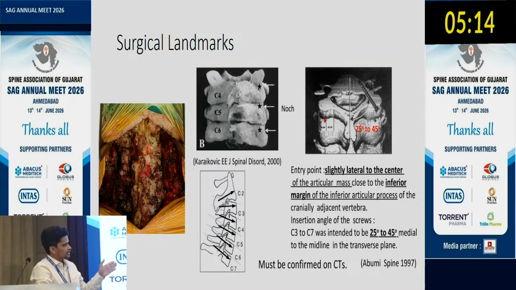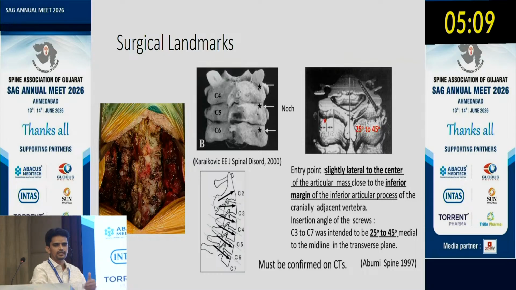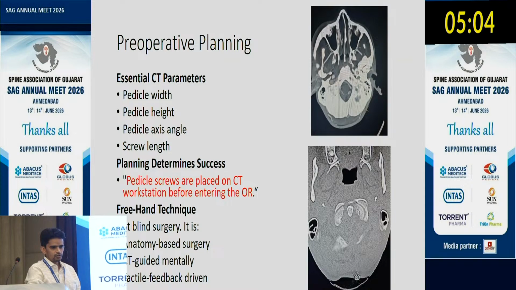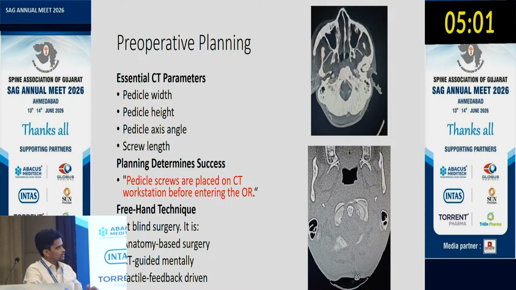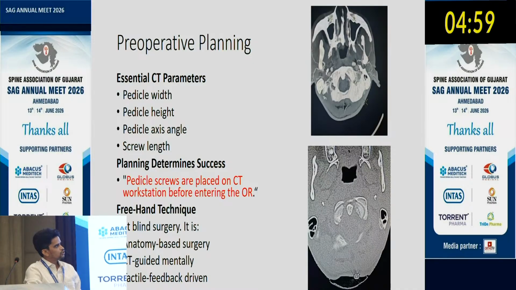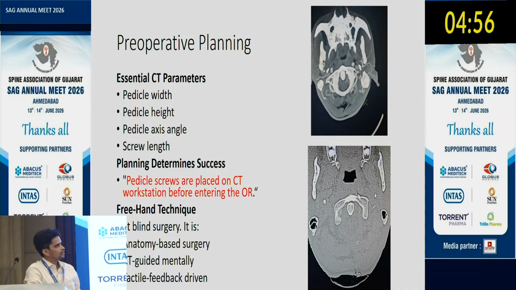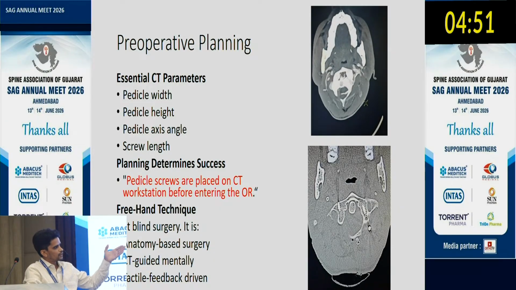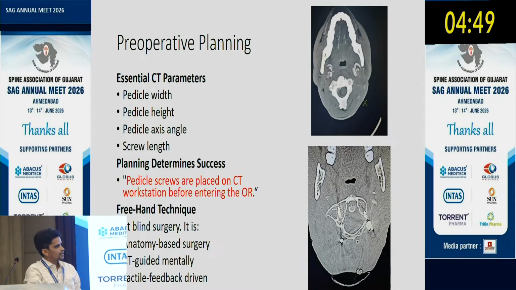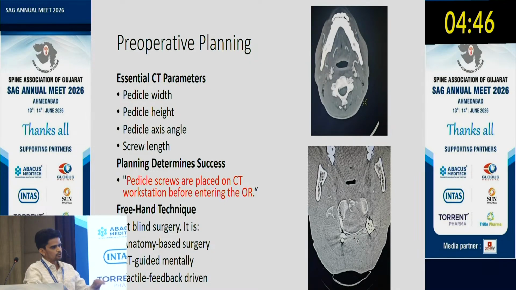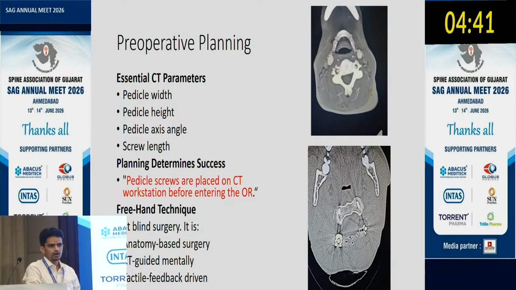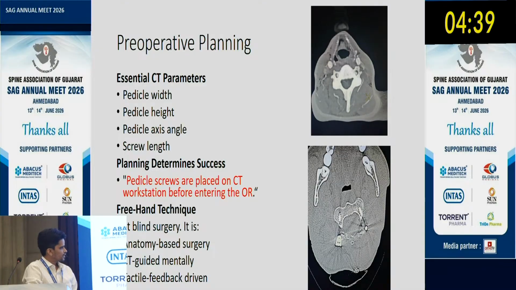The medial angulation will be 25 to 45 degrees. It varies from patient to patient, and you have to study it in the preoperative CT scan and then only do it intraoperatively. So preoperative planning is very important. As you can see in this case example, CT angio was done preoperatively for C1, C2 instability due to fracture, and as it was planned preoperatively, it was executed exactly in the OT, and we were able to put the screws very safely. So pedicle screws placed on a CT workstation before entering the OR prevent any mishaps.